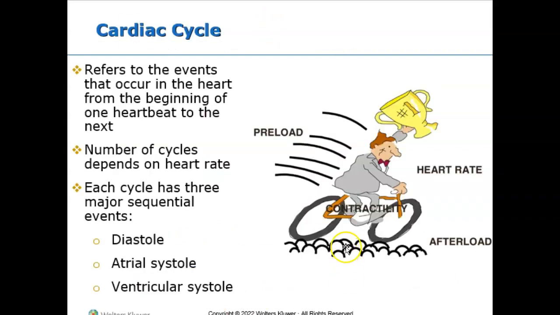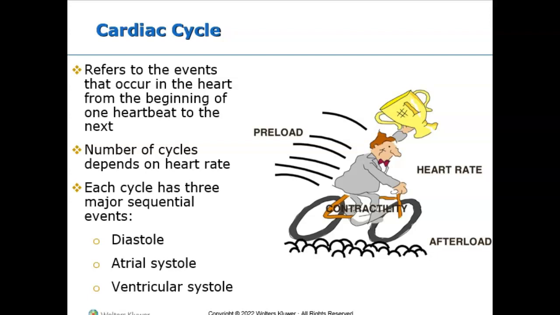The cardiac cycle refers to the things that occur in the heart from the beginning of one heartbeat to the next. So the number of cycles depends on the patient's heart rate. Each cycle has 3 major sequential events. You have diastole, and that is the phase of the heartbeat when the heart muscle relaxes and allows the chambers to fill with blood.